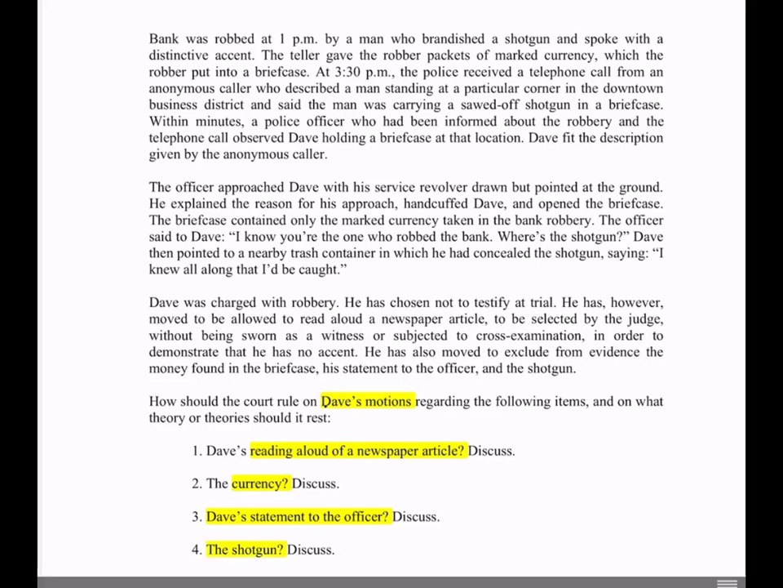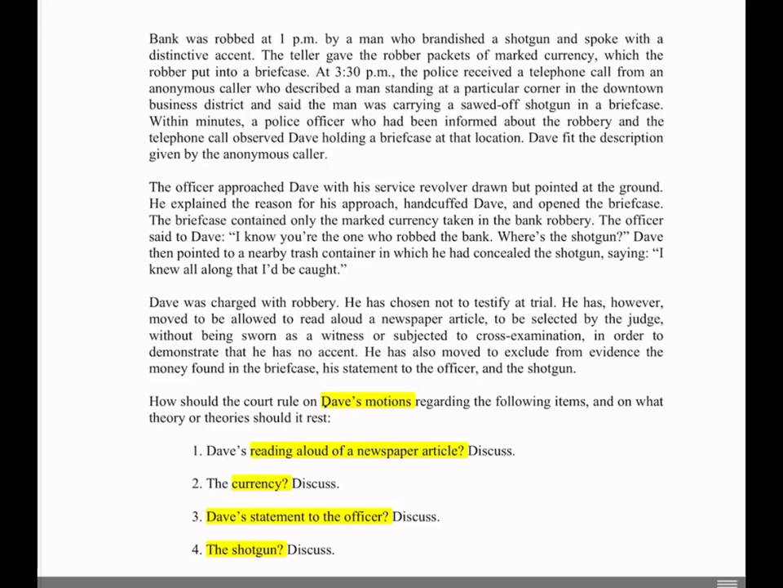This first one is an odd one though. All right, he has chosen not to testify, but he wants to be allowed to read aloud a newspaper article to be selected by the judge without being sworn as a witness or subjected to cross-examination in order to demonstrate that he has no accent. Well, that's not a voice exemplar. That's somebody wanting to essentially be a witness, but not be on the stand and not be under oath and not be cross-examined. That's what call 1 is about.